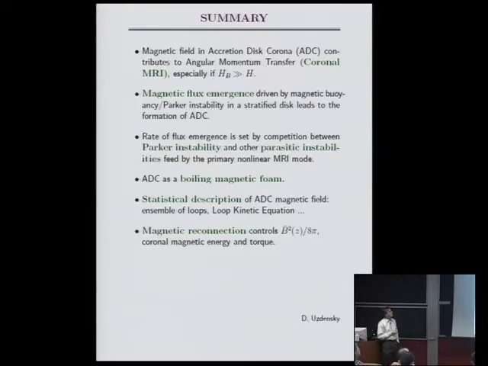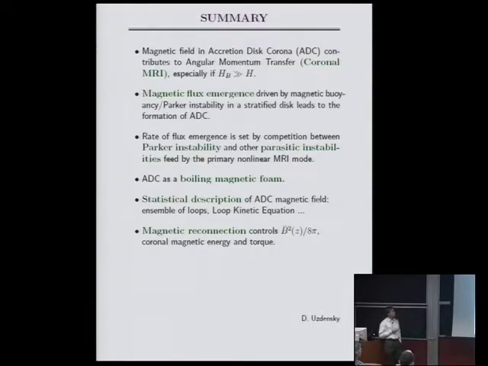The basic point is that magnetic field in the accretion disk corona can contribute, in principle, to overall angular momentum transport, especially if the magnetic scale height is larger than the disk scale height. To quantitatively assess the effect of this coronal magnetic field on the angular momentum transport, one has to analyze both the processes that occur in the disk, such as Parker instability in a stratified disk and so forth, and the processes that occur in the corona itself.